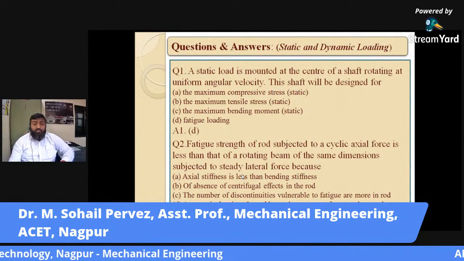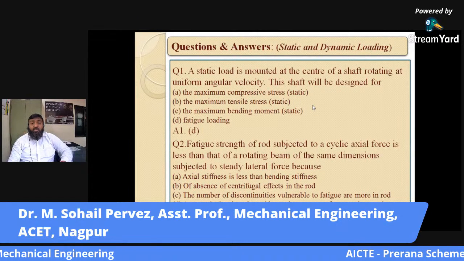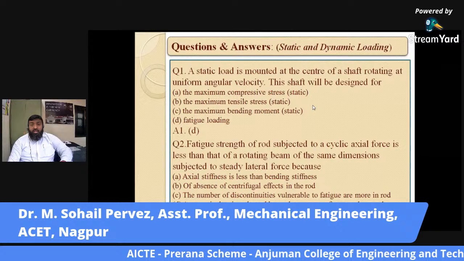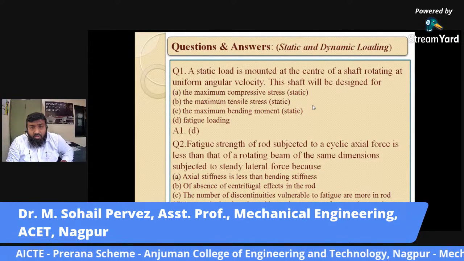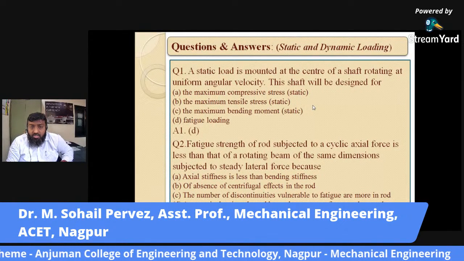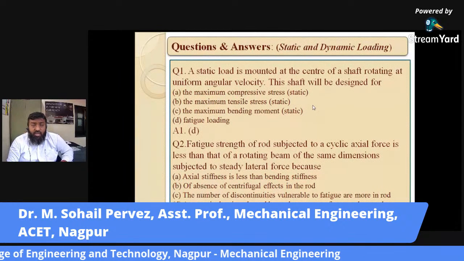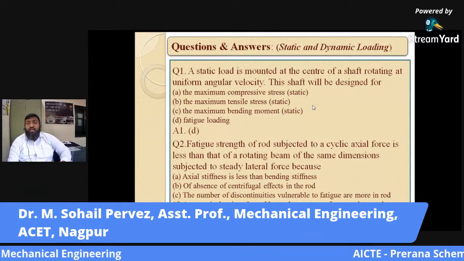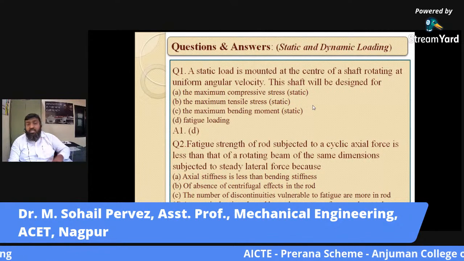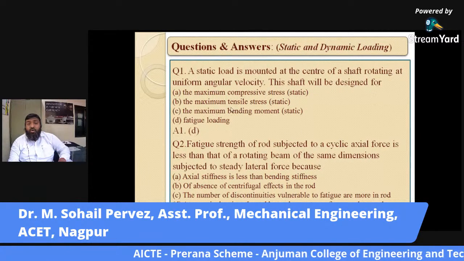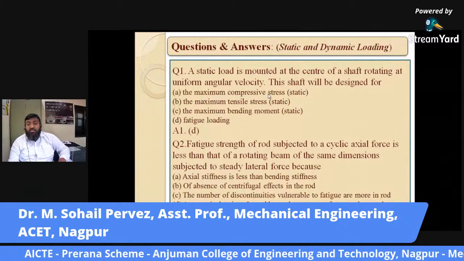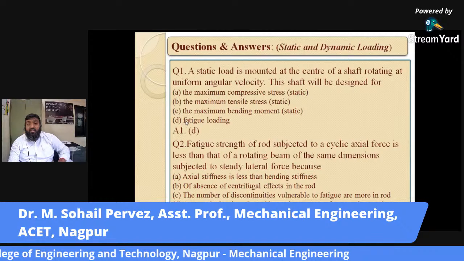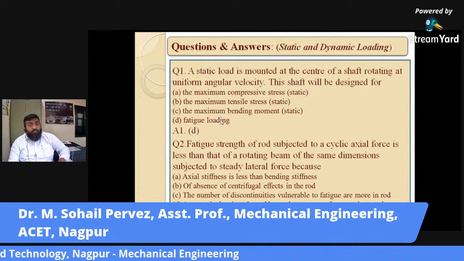Now, question number 1. A static load is mounted at the center of a shaft rotating at uniform angular velocity. I request all of you to please concentrate on the question and not on the answer first, because in the answer you have to have the logical reasoning for that. A static load is mounted at the center of a shaft rotating at uniform angular velocity. This shaft will be designed for: the maximum compressive stress, static; the maximum tensile stress, static; the maximum bending moment, static; and fatigue loading.